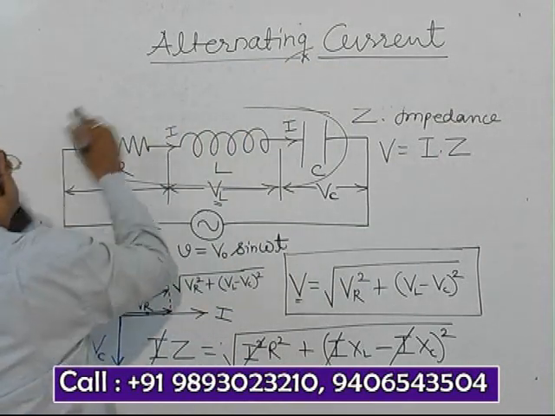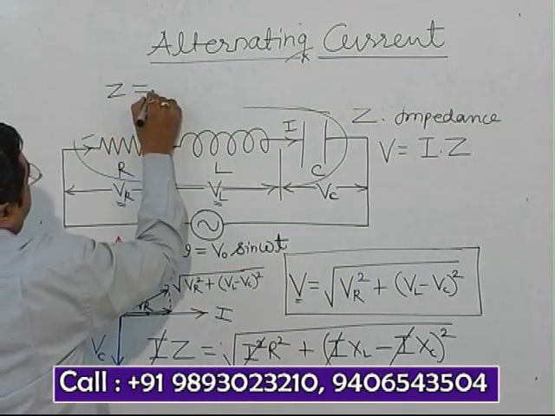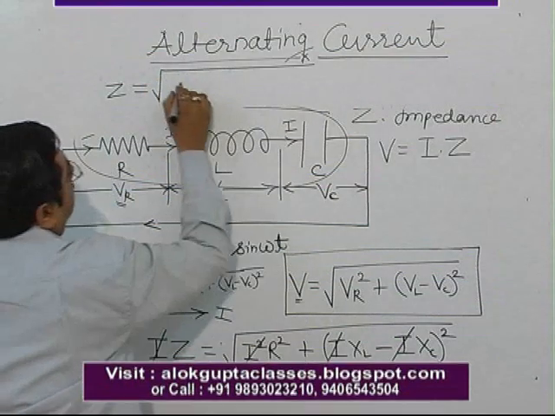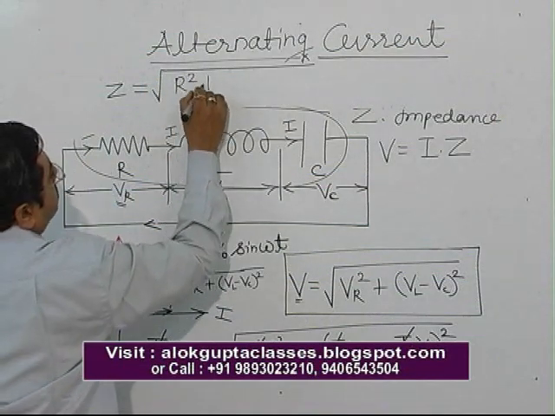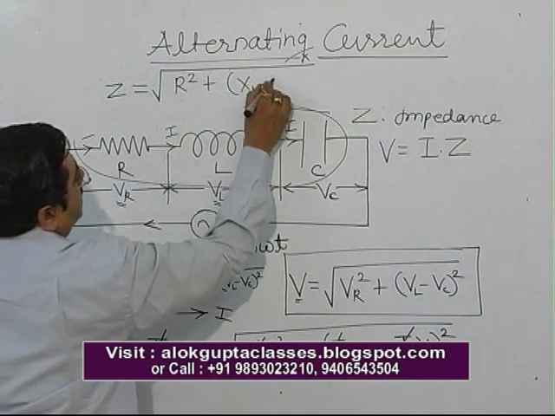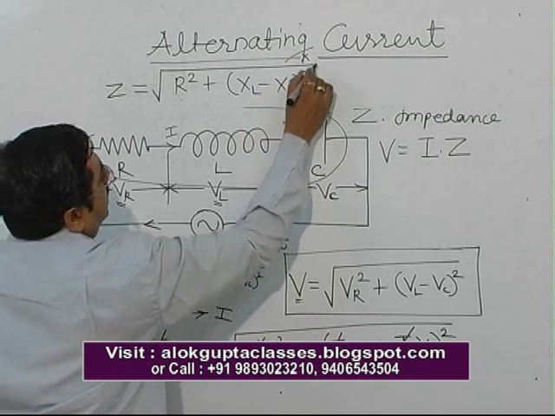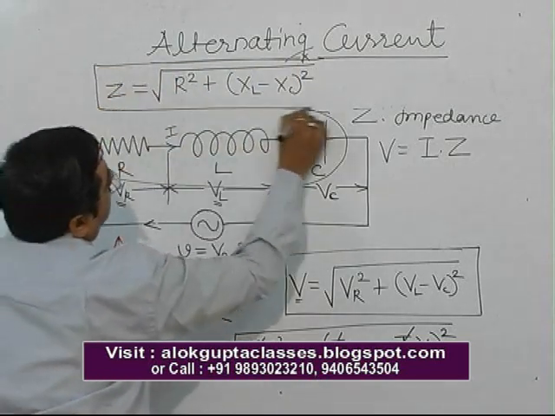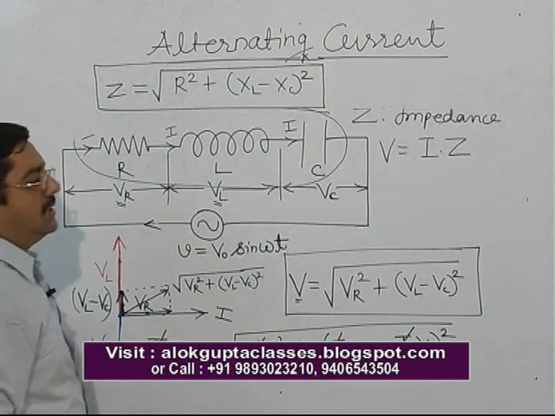So what is Z? Z is equal to nothing but under root of R square plus XL minus XC square. Most important it is.